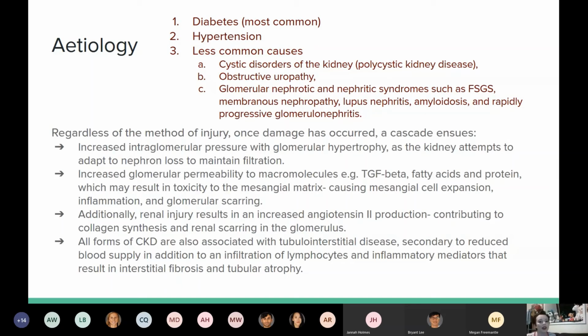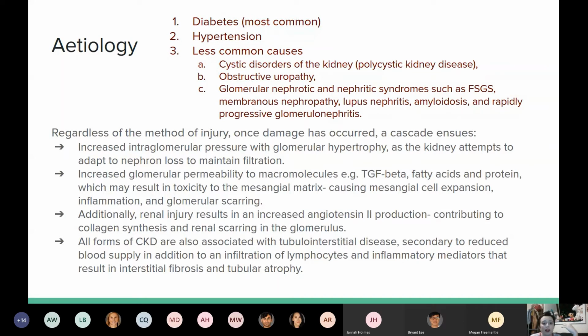Regardless of how the CKD came about, there's then a cascade of events that occur in the kidneys. Now, if you're thinking about clinical exams, this is not likely to come up, but it's more for people who like to think about the patho to really help their understanding. So you get an increased pressure in your glomerulus with therefore getting hypertrophy of the glomerulus as the kidney is trying to adapt to the fact that they've got damage.